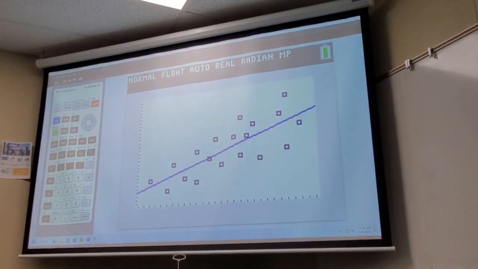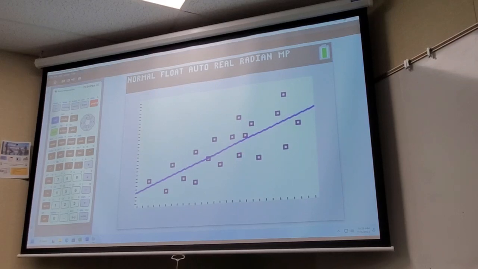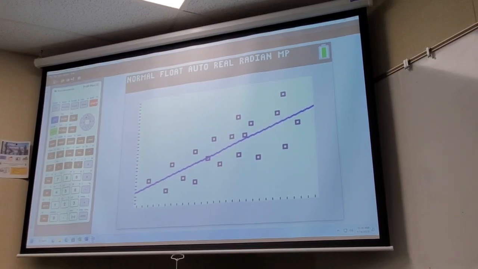So what do you think? Does it look like it's in the right place? Where'd it go? Oh, you haven't put the Y equals in. I need to see the data and the line of estimate.